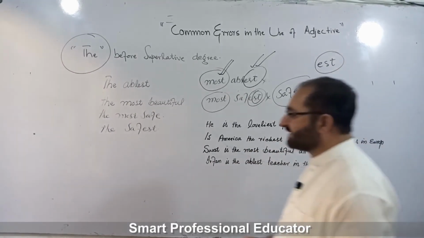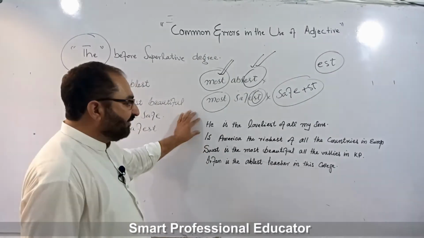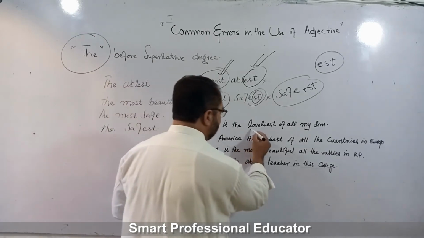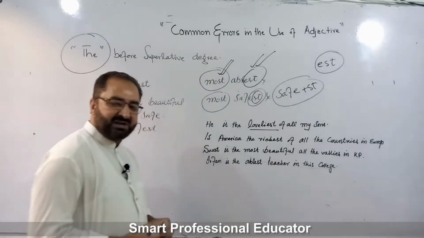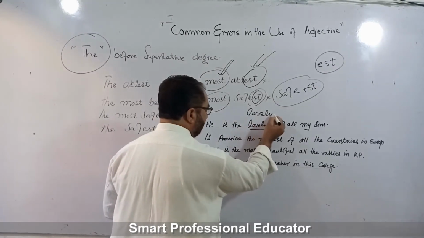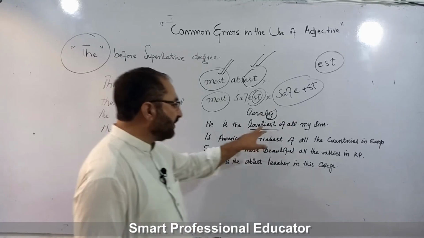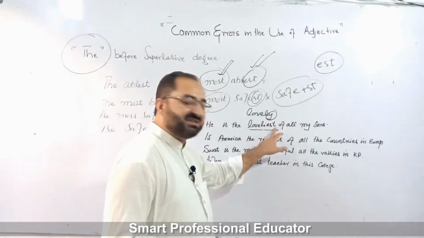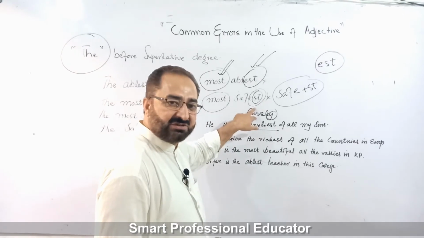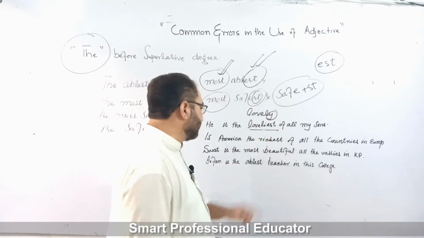Now look at these examples. I have some examples here. He is the loveliest of all my sons. Lovely, look at here: y has been changed into i and est has been added to the positive form of the adjective, and it has been made the superlative degree of the adjective.